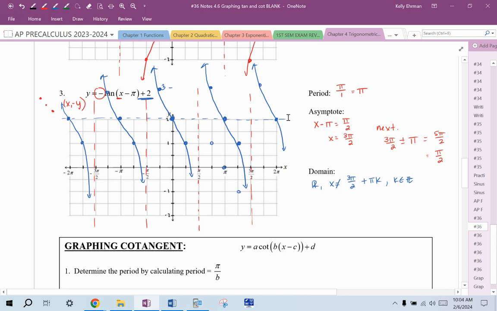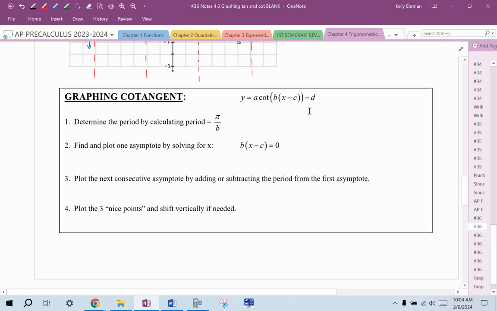All right, what if it's cotangent? The rules are almost exactly the same. There are two differences: the way that you apply your 3 points and what you set your asymptote expression equal to. The period is still pi divided by b. We will look at why this is true on the next page, but the original vertical asymptote was at x equals 0. We'll see that on the next page. So set your expression equal to 0 and solve for x. You'll still add or subtract the period to get the next asymptote. And the 3 nice points are going to go in this direction for cotangent.